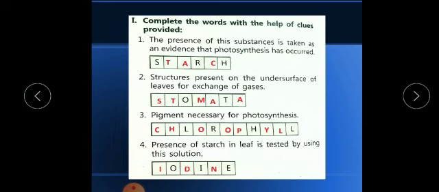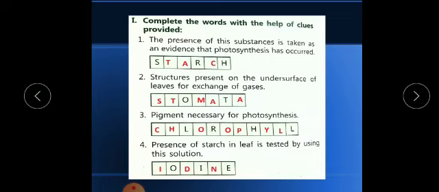Now I part is, complete the word with the help of clues. So we have to fill these missing blocks. First one is, the presence of these substances is taken as evidence that photosynthesis has occurred. So the answer will be starch. Structures present on the undersurface of leaves for exchange of gases, that is stomata. Now pigment necessary for photosynthesis is chlorophyll, and presence of starch in leaves is tested by using this solution. Solution name is iodine solution.